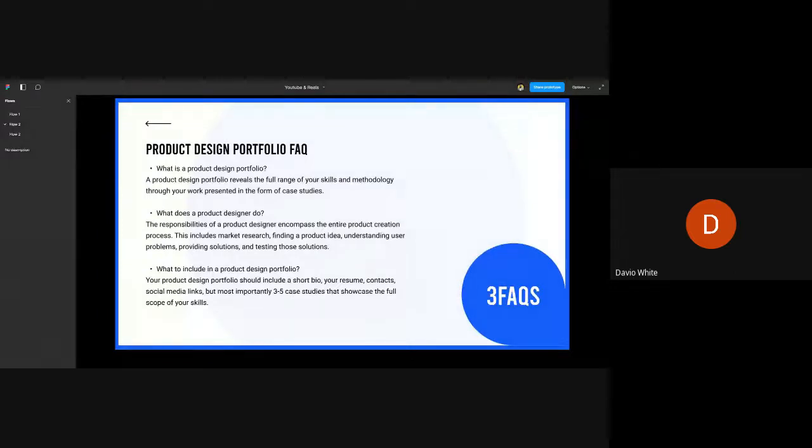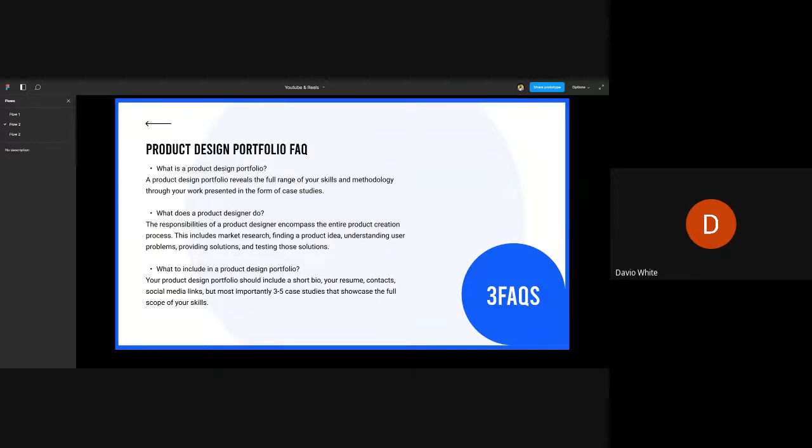The other day I was talking to a group of friends and I was like, right now I can call myself a product designer because I'm doing more than what I should, and that is what a product designer does. So what to include in a product design portfolio?